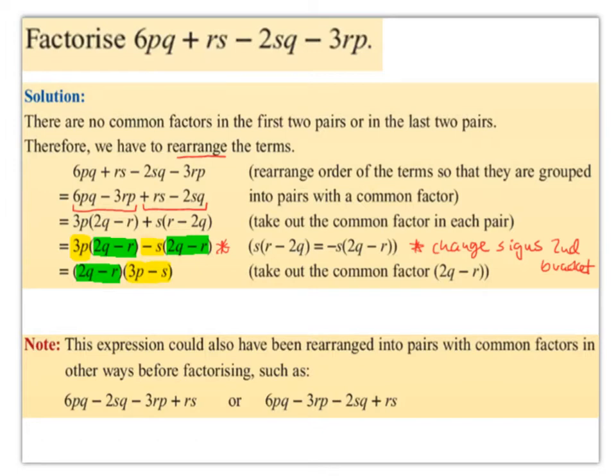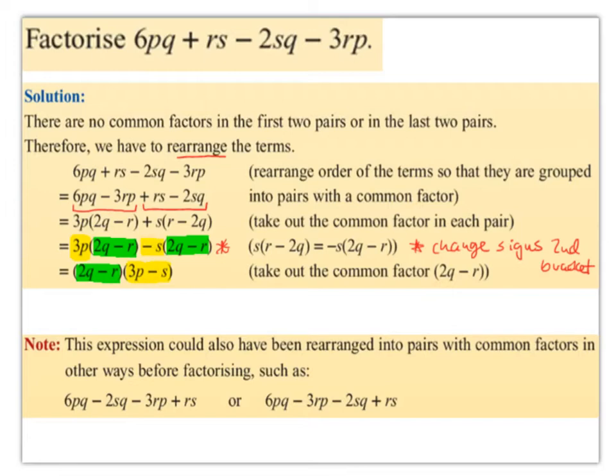So since we have 4 terms, we're not going to use the difference of 2 cubes or the difference of 2 squares or the sum of two cubes, because we have obviously more than 2 terms. And we're not going to factorize using our arrow method, which is for quadratic trinomials, because we have 4 terms, not 3. So we're going to do factorization by grouping.